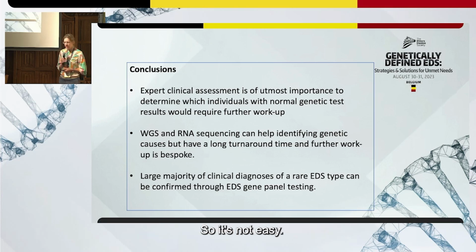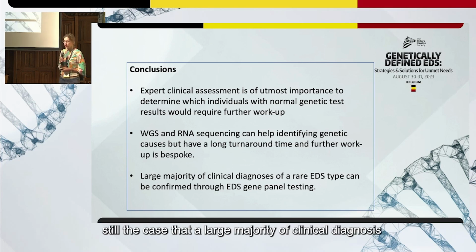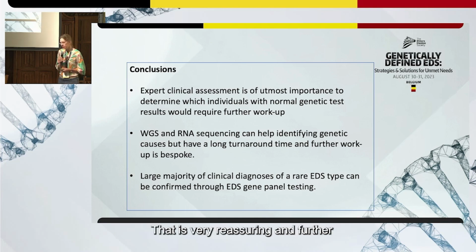So it's not easy. And also to keep in mind really that it is still the case that a large majority of clinical diagnoses of a rare EDS type will be confirmed through a good EDS gene panel testing. If the patients are seen clinically and they have had a genetic test and there was not a high index of suspicion from the clinical examination, and the test result is normal, that is very reassuring and further testing would not be needed.